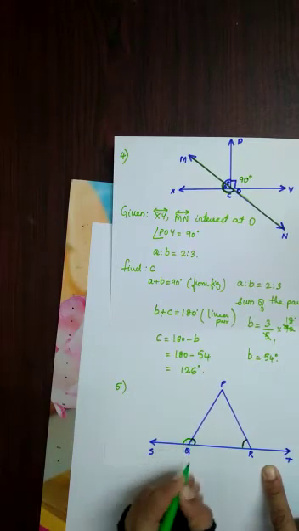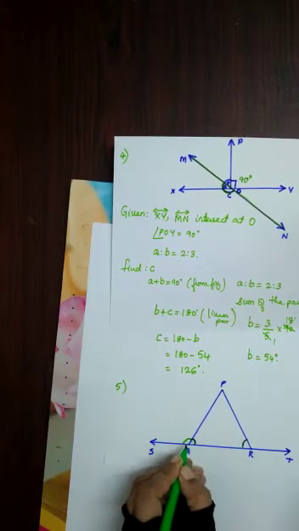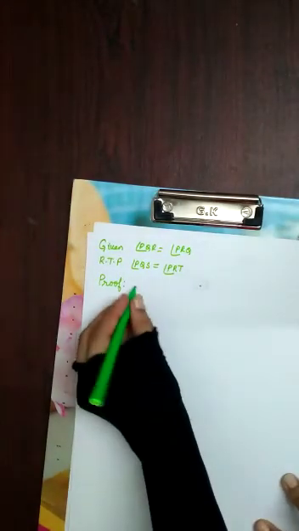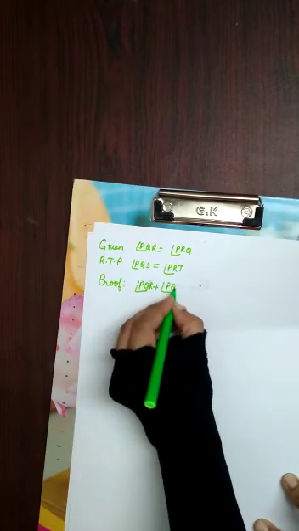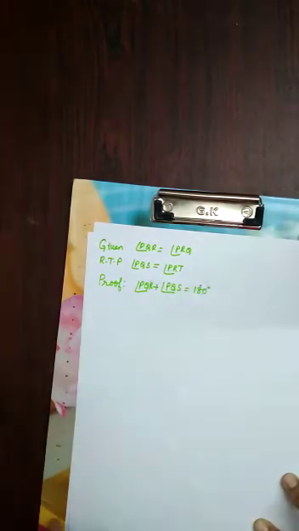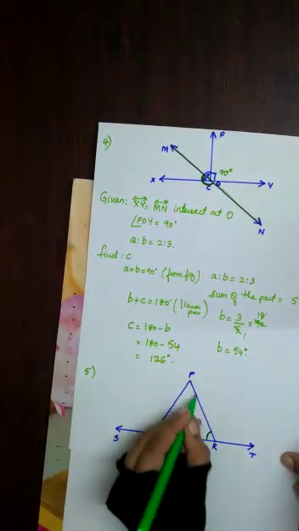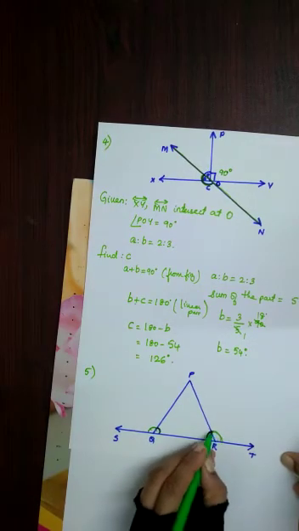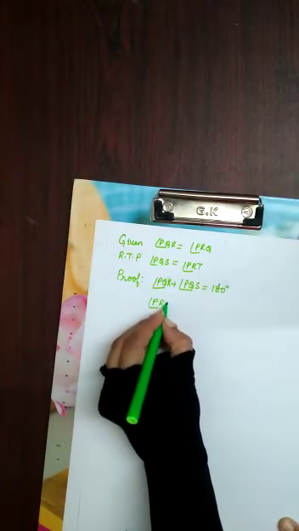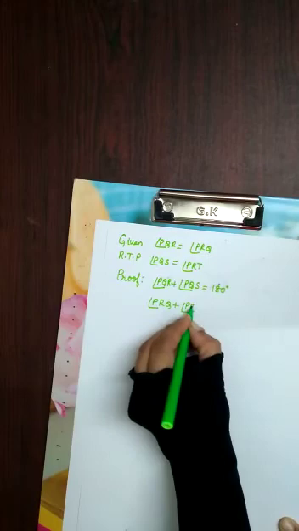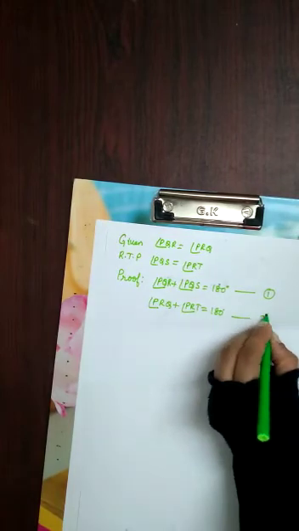These two angles form a linear pair. Form a linear pair means when we add them, the sum will be 180 degrees. So I will write that angle PQR plus angle PQS is equal to 180 degrees. Similarly, this side, can we say angle PRQ plus angle PRT is equal to 180 degrees? Yes. So we are writing here angle PRQ plus angle PRT is equal to 180 degrees. Let us call this equation 1 and this equation 2.